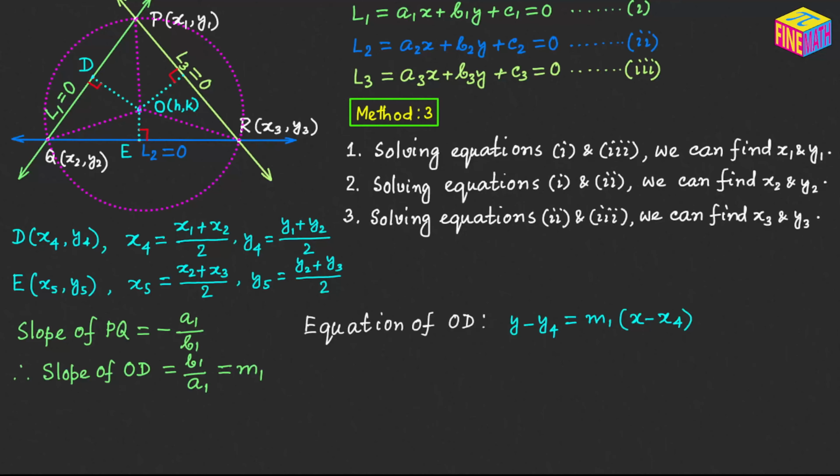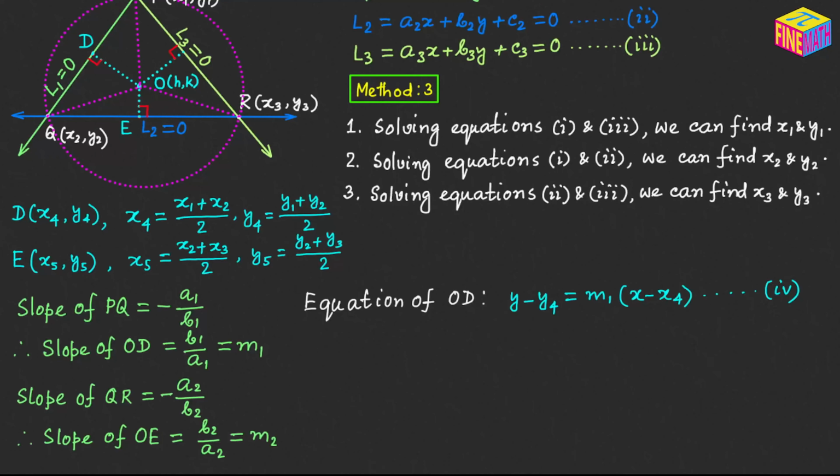And similarly, we are going to find the equation of OE. And for that, let's first try to find out what is the slope of QR. Well, slope of QR will be negative a sub 2 over b sub 2. So what would be the slope of OE? Well, OE is perpendicular to QR. So OE's slope would be negative 1 over the slope of QR, and that will be b sub 2 over a sub 2. And let's call it m sub 2.